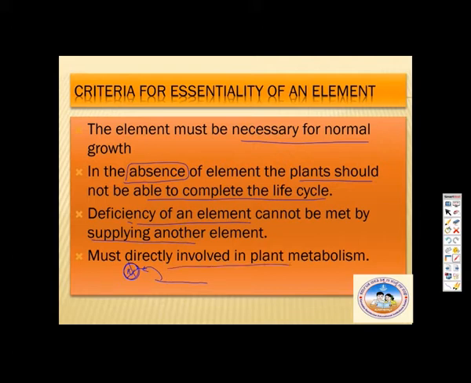So whenever we say essential element, it should be required for normal growth. The second one: in the absence of it, the plant shouldn't be able to complete its life cycle. Deficiency of the element cannot be met by any other element, and it must be directly involved in plant metabolism. So these are the criteria for the essential elements. Moving ahead.